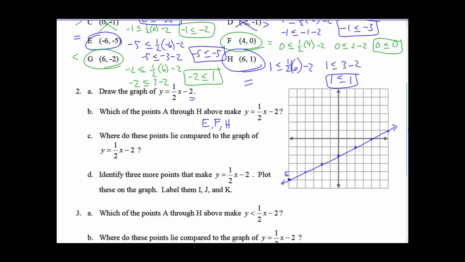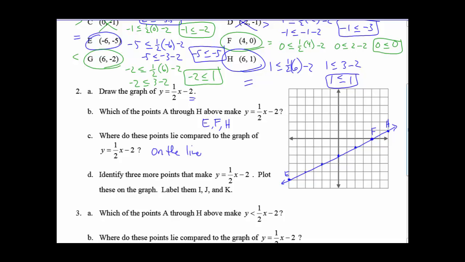F, which was 4, 0. There's F. And H, which was 6, 1, which is a little further out there. So we have H. So those are our 3 points there. So if we look at letter C, 2C, where do these points lie compared to the graph of y equals 1/2 x minus 2? If you notice where we put them, they're on the line.